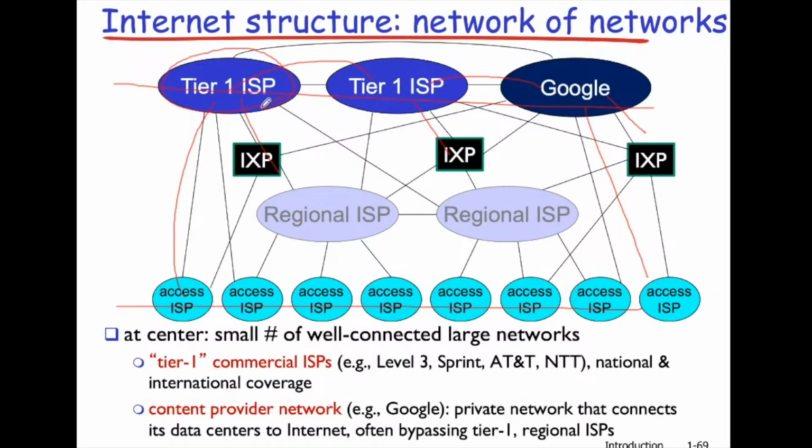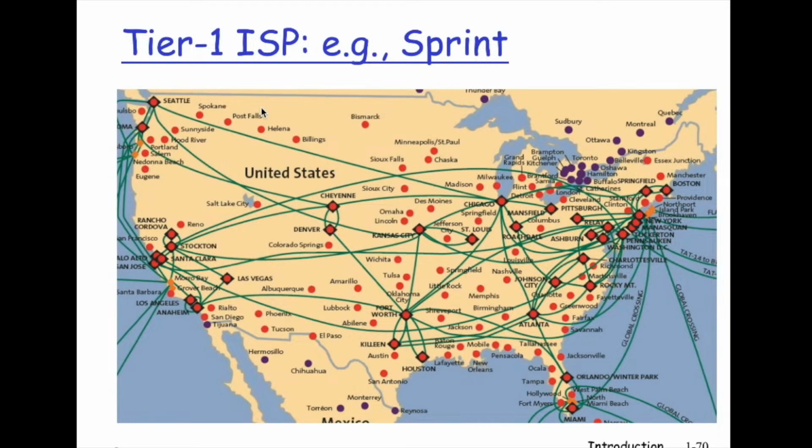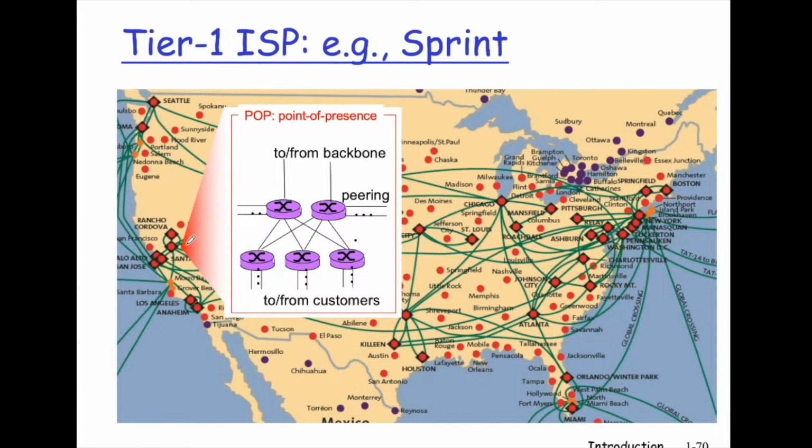ISP. As I'm drawing here, it looks simple, but it's actually quite complicated. This is Sprint's backbone. Sprint is one of the major operators in the US. It's also a Tier 1 ISP. Each of these red dots is called a POP, point of presence. So the row there is pretty much like a data center in Google. It's a rack of machines. In this case, a rack of routers. Okay, so rack of these routers.